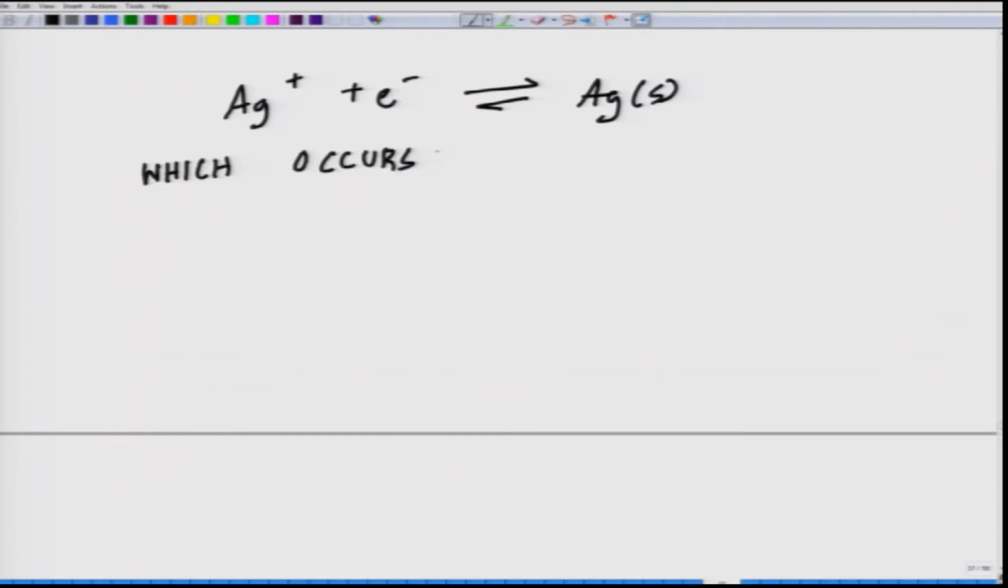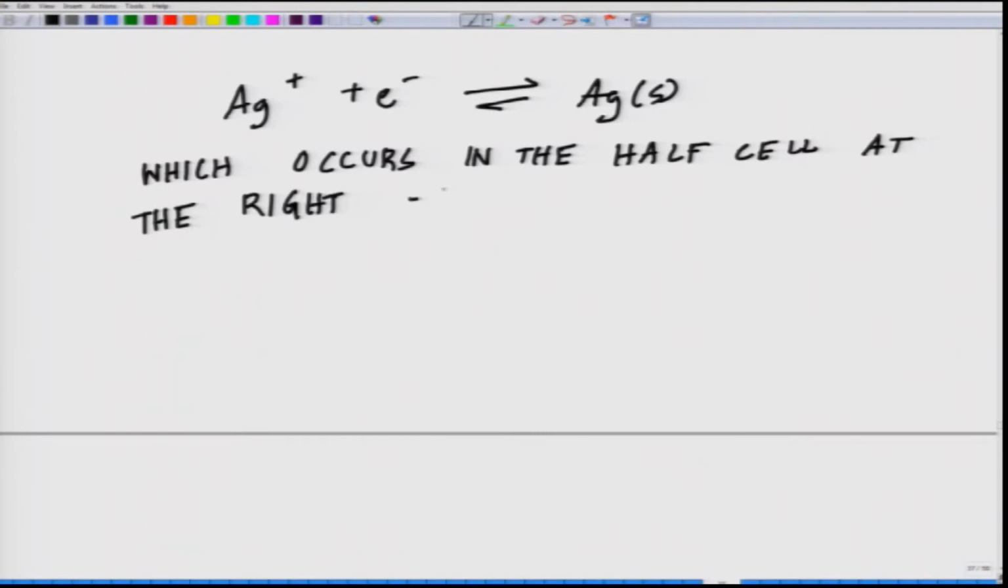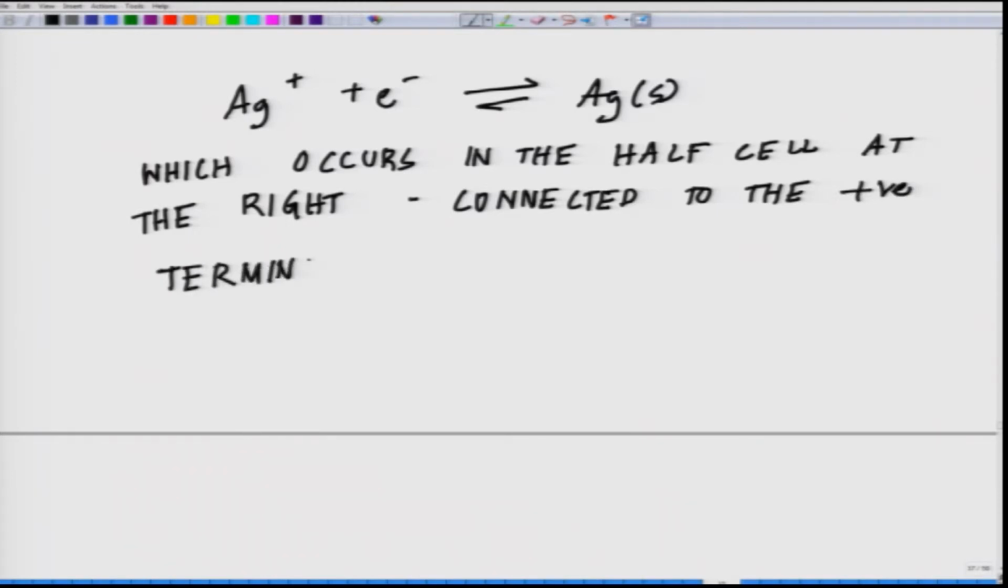which occurs in the half cell at the right, and remember it is connected to the positive terminal of the potentiometer.